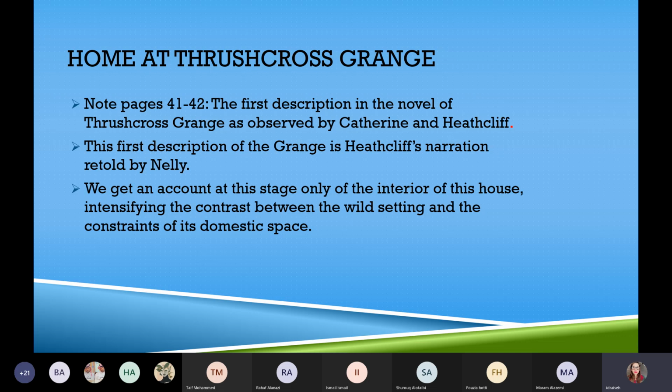All right, if we move to the home at Thrushcross Grange, what are the differences between these two? Pages 41 to 42 show the first description in the novel of Thrushcross Grange, when Heathcliff and Catherine used to go there and observe the house and the inhabitants. Their first description, retold of course by Nelly Dean, is that the Grange is a nice house. It kind of reminds them of heaven, and there is a lot of contrast in the interior between this house and Wuthering Heights.